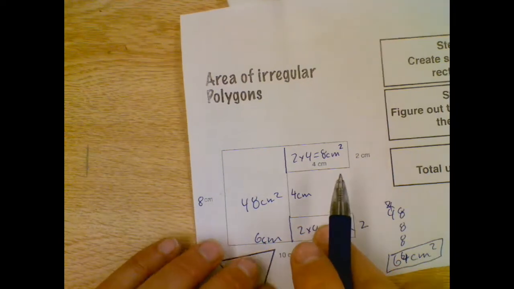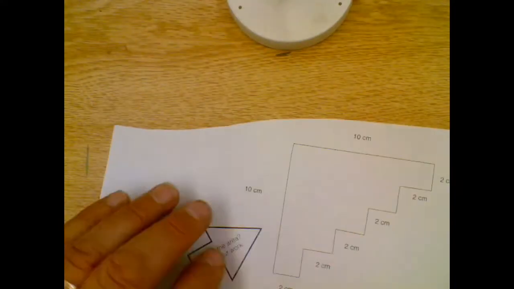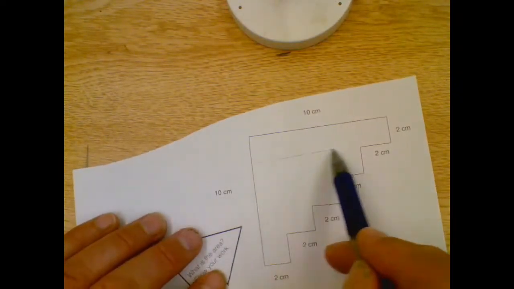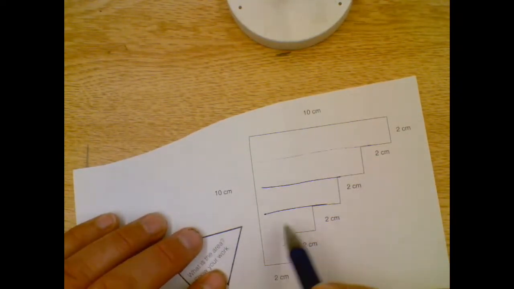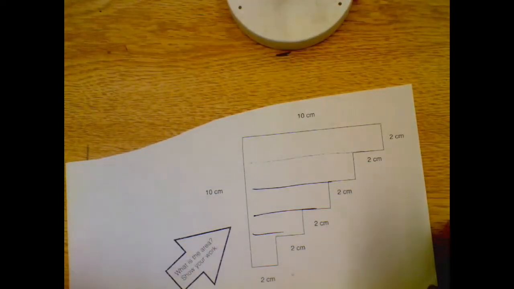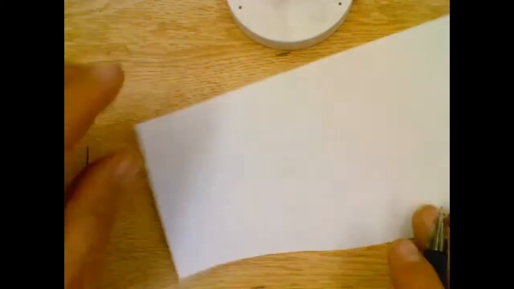So, for these ones here, you have to break it up. I'll let you do this one by yourself. You're going to probably break it up this way and figure out individually what all those little shapes are in order to do that. Let's work on one more.